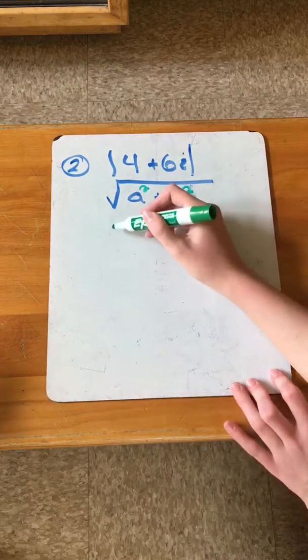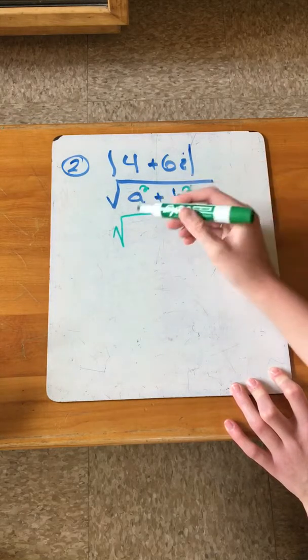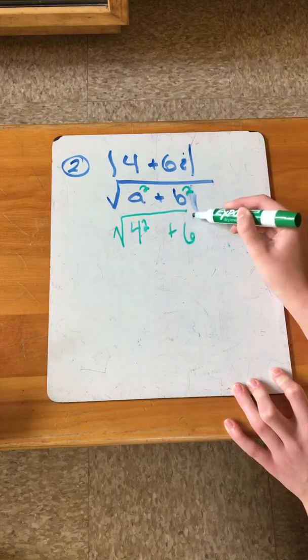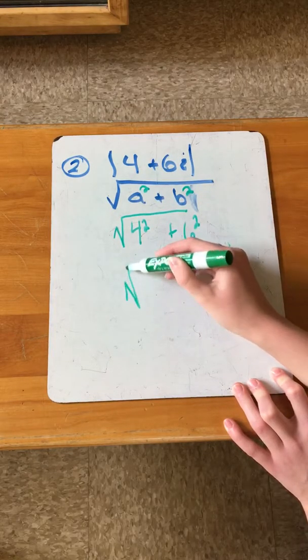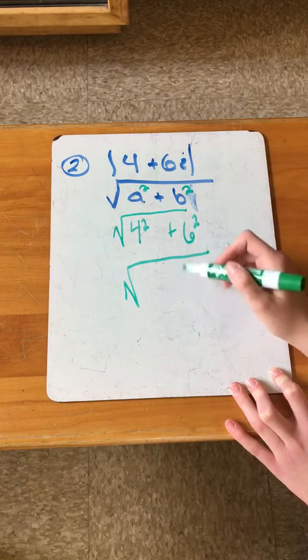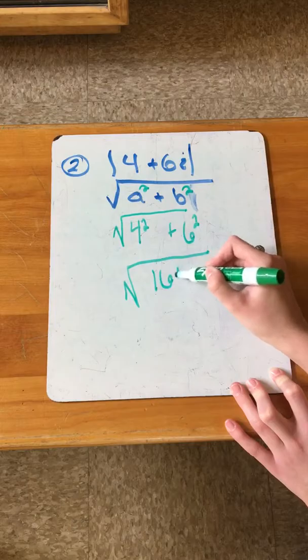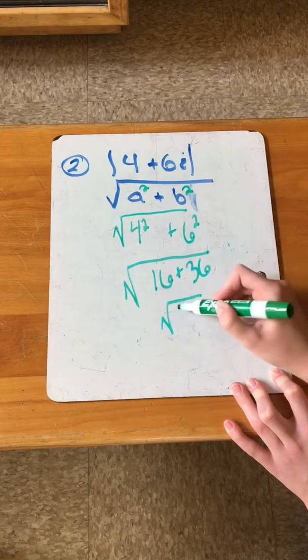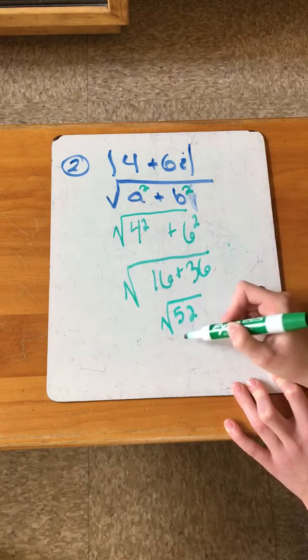So then you're going to take 4 and plug it in. So it's 4 squared plus 6 squared. Then you square them both, and you get 16 plus 36, which is then the square root of 52, which can be simplified.